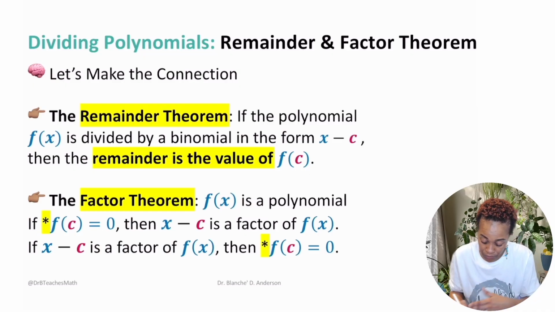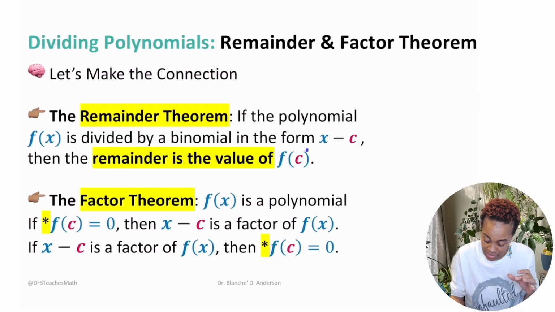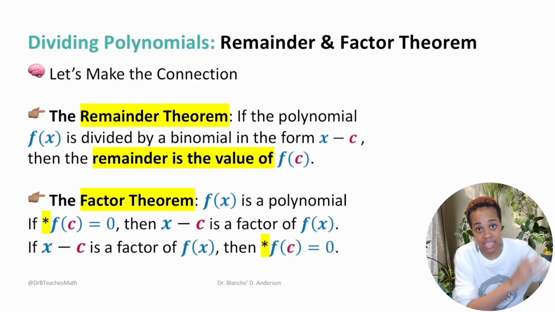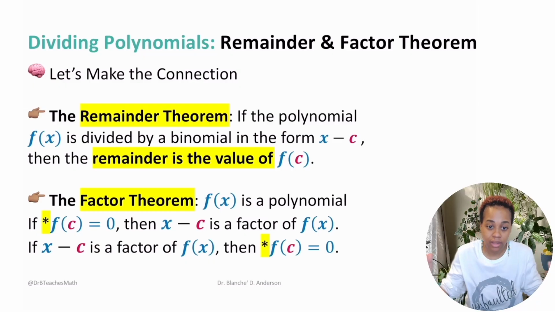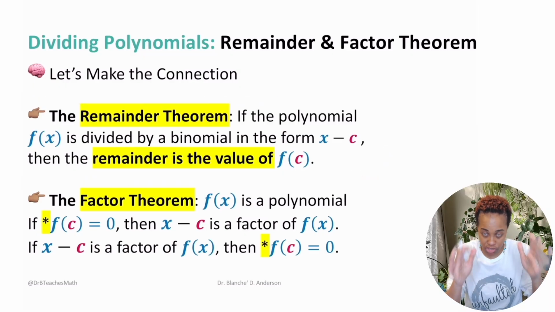I'm going to show you. The remainder, the number that you end up with as a remainder, is the value of f when you evaluate the polynomial at the value c. If I take the c and I plug it into my polynomial, your answer is going to be the same thing as the remainder when you're doing long division. Let me show it to you.